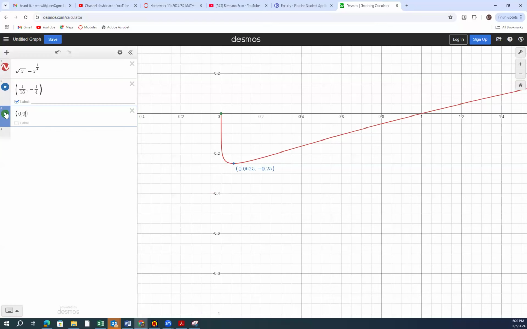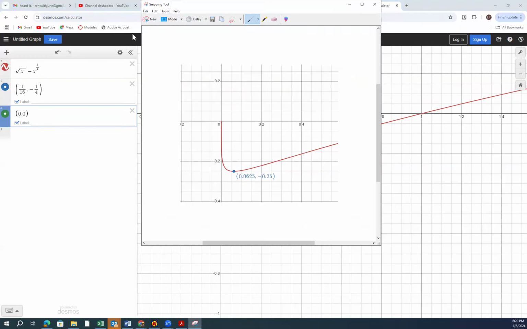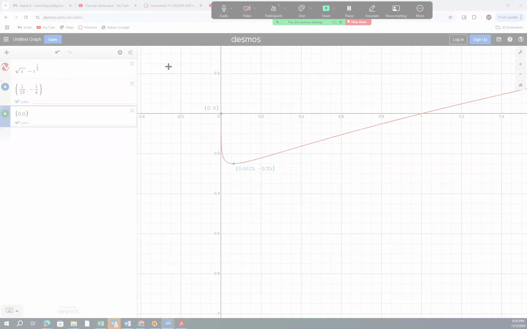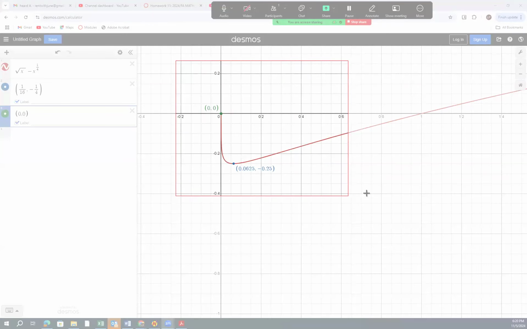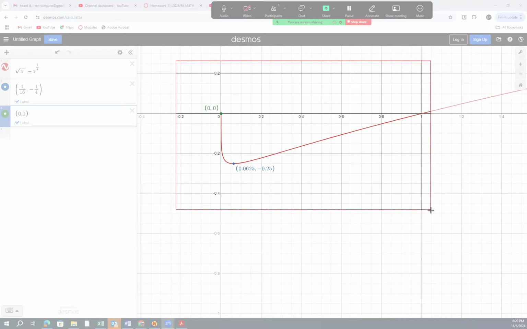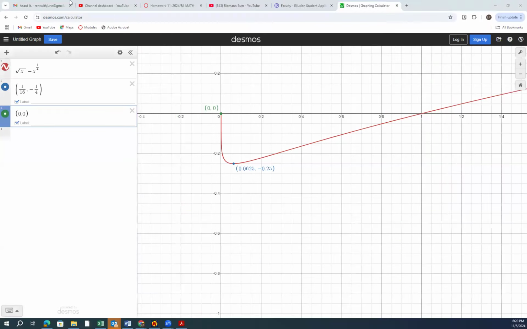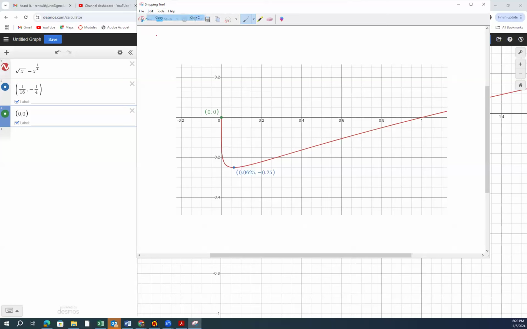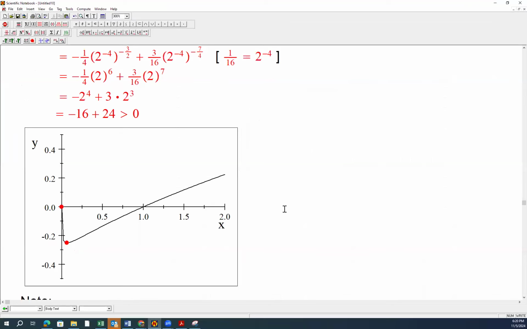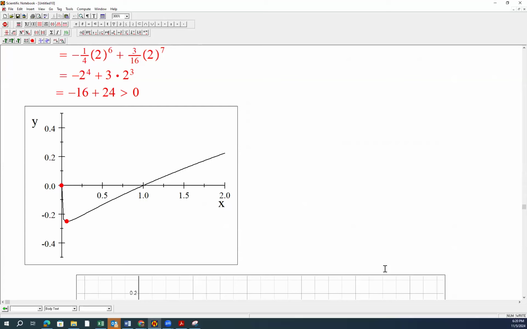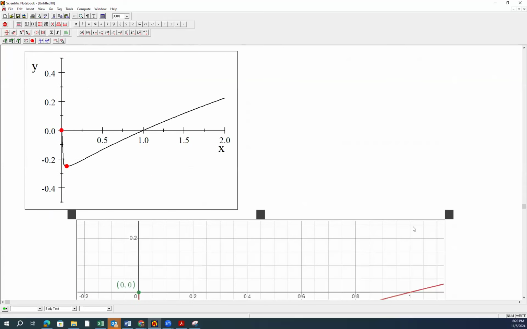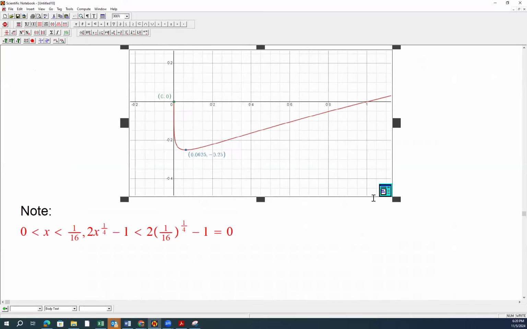So 0, 0. Okay, and so I'm going to bring you another picture. Just hold on, one second. All right, I'm going to bring the other picture back to our picture. And this other picture, I did it from the other software, Desmos.